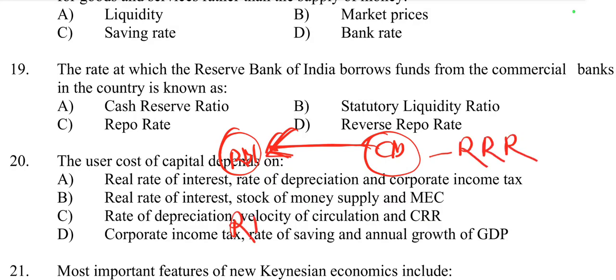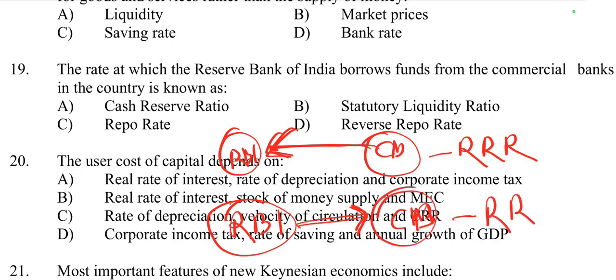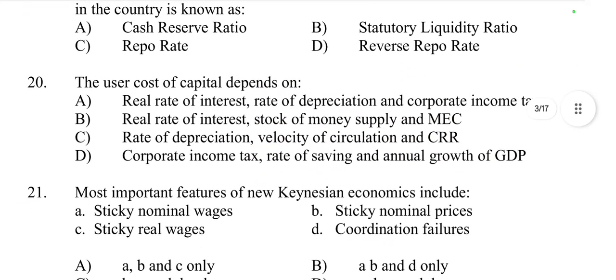When the Reserve Bank of India lends money to the commercial banks, it is called the repo rate. But the reverse, when commercial banks give money to the RBI, or when the RBI borrows money from the commercial banks, is called the reverse repo rate. So option D is right.